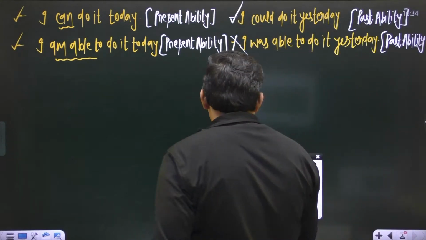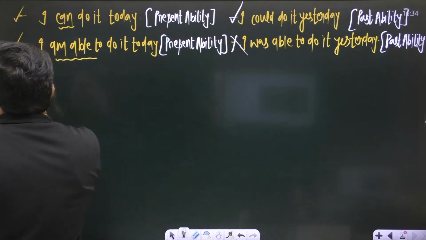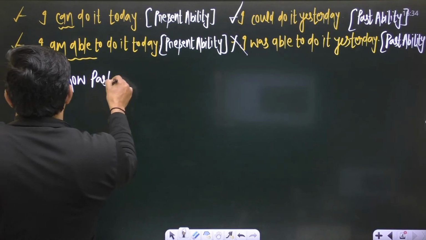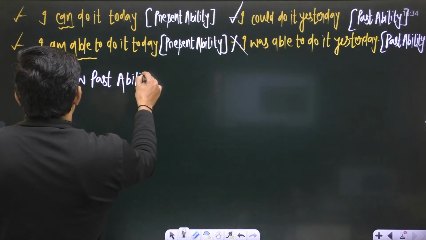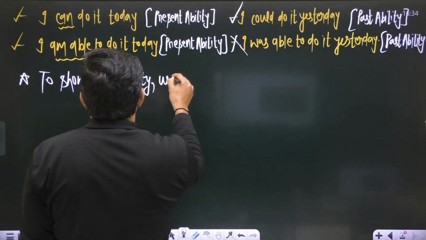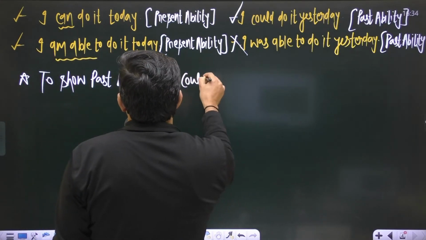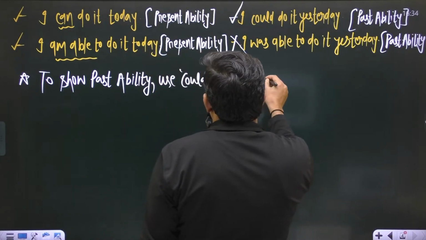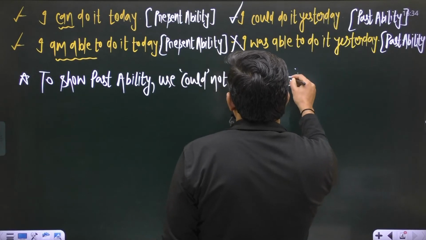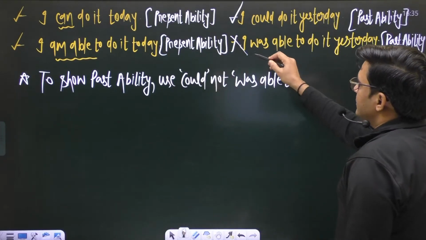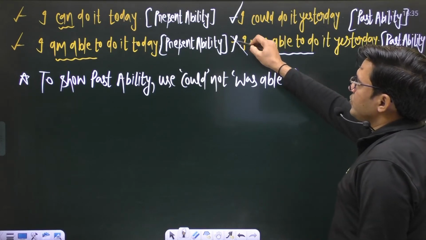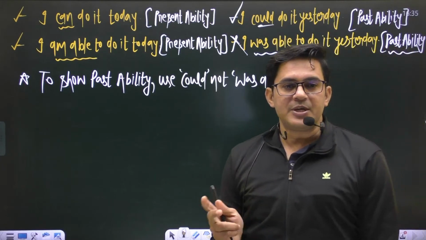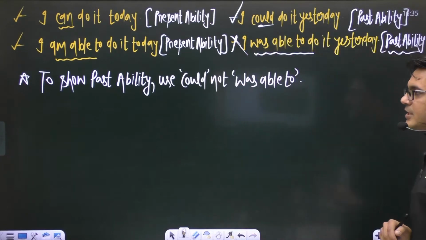To show past ability, the concept is what? To show past ability, use could, not was able to. This is the way. So that's why was able to is wrong to use whenever you are talking about past ability. In past ability we use could, not be able to. Okay, this is the concept actually.